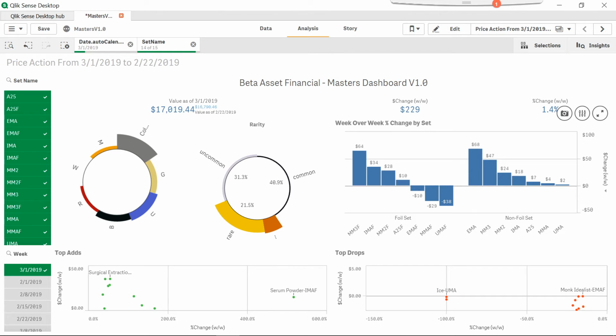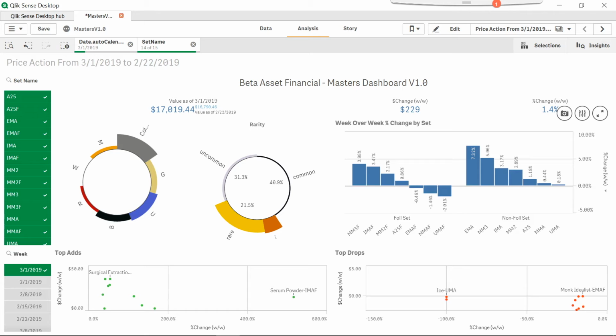So over the week, the sets decreased or increased by a value of 229, and these are the contributing factors. It looks like UMA, the foil set, decreased the most by nominal dollar value, and the same thing goes percentage-wise. So hopefully this sparks your interest and starts to get you thinking about how we can look at this information a little bit more critically.